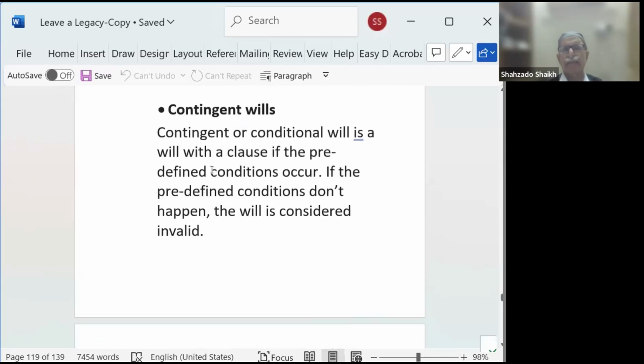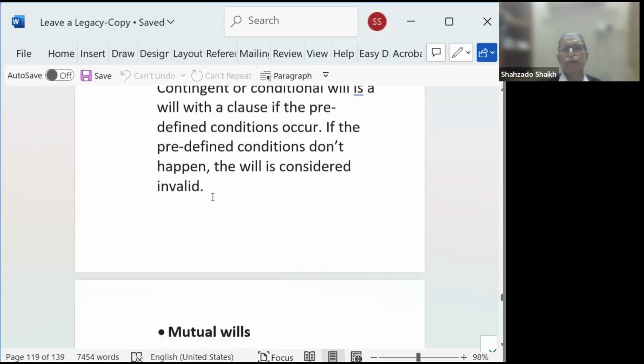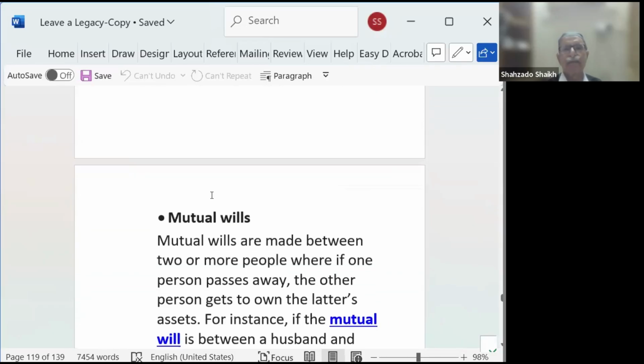And then there is another kind of will that is contingent. For example, one wants to make a will, but he is not certain about something. There can be different conditions, different situations for different people. So he can put a condition. A contingent or conditional will is a will with a separate clause added to it. If the predefined condition occurs, then the will takes effect, otherwise not. If the predefined condition doesn't happen, the will is considered invalid. So if one wants to make a conditional will, one can.